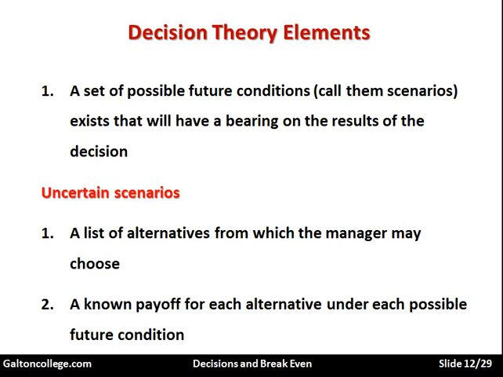A known payoff for each alternative under each possible future condition. If at all possible, they work out the various possibilities into the future and then look at the payoffs, the outcomes if you like, under each alternative. They try to work out if the market expands and if everything goes well, then the payoff will be a certain amount. If the market does not expand, the payoff will be less and it'll be this amount.